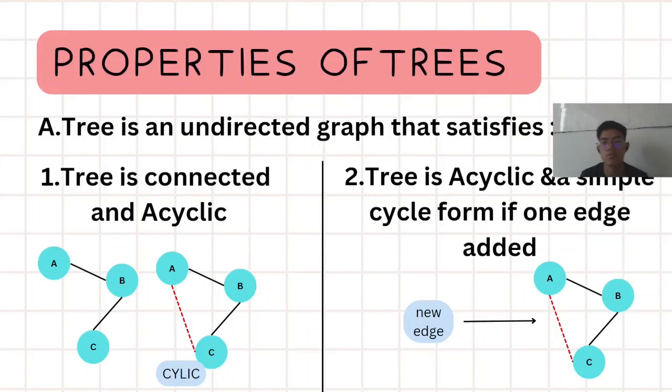So now I will present on properties of trees. A tree is an undirected graph that signifies, first, a tree is connected and acyclic. Second, a tree is acyclic, and a simple cycle forms if one edge is added.